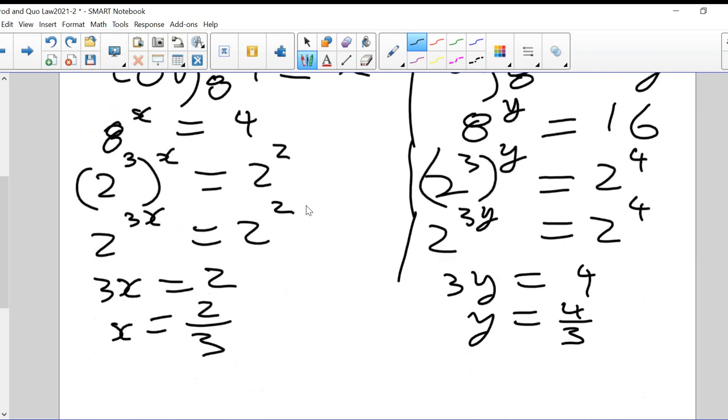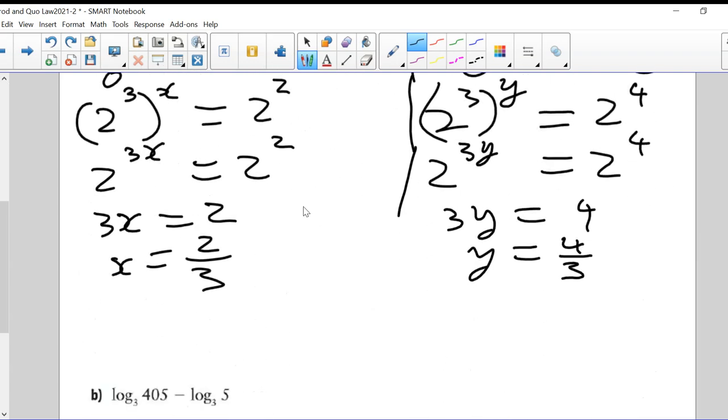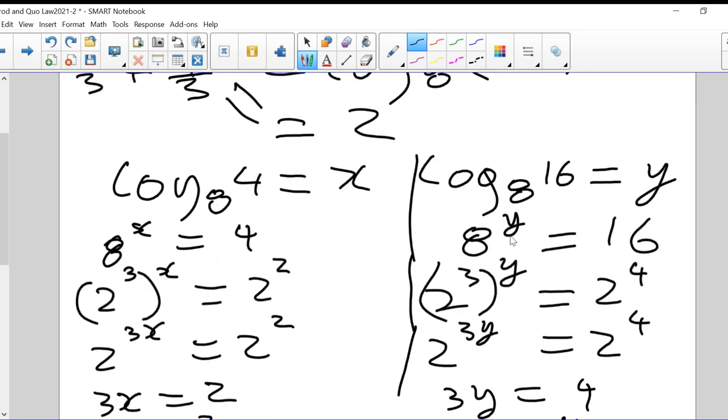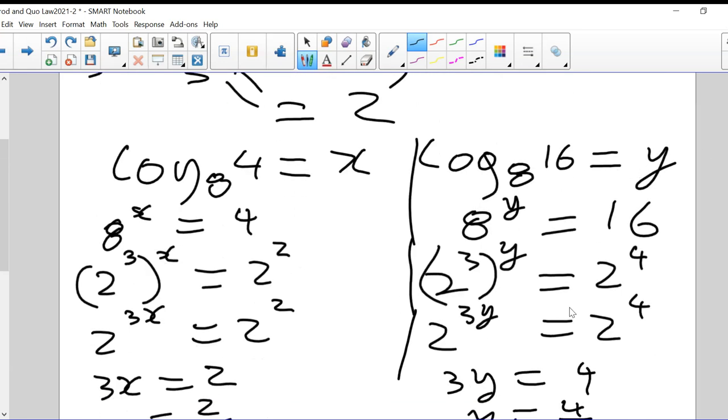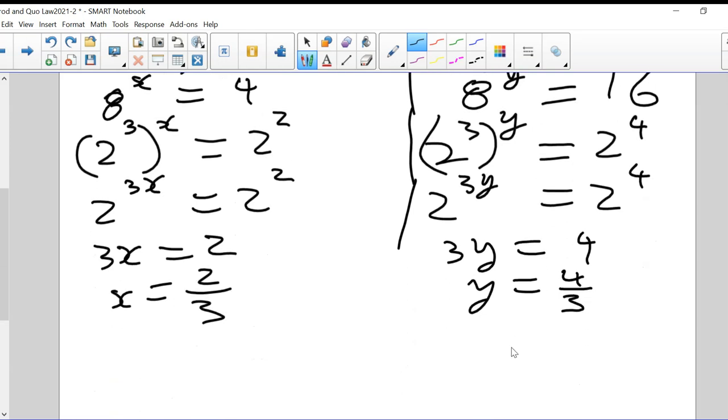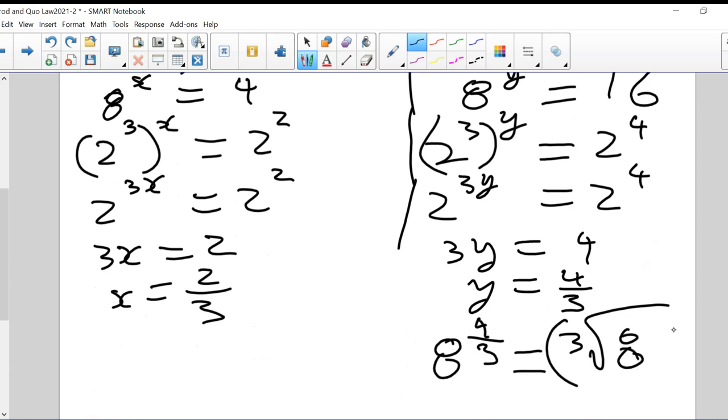Now, how can I say with such certainty that the log base 8 of 16 is actually equal to 4 over 3? That's because 8 to the 4 over 3 means the following. I said this to you yesterday. It means the cube root of 8 raised to the power of 4.